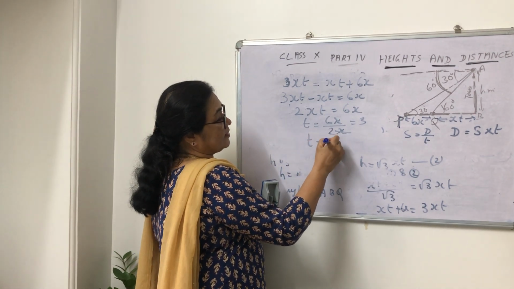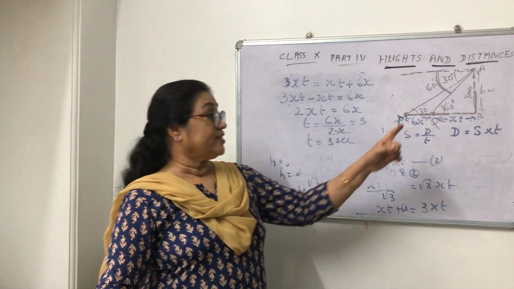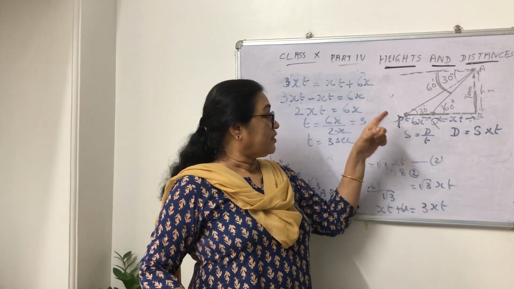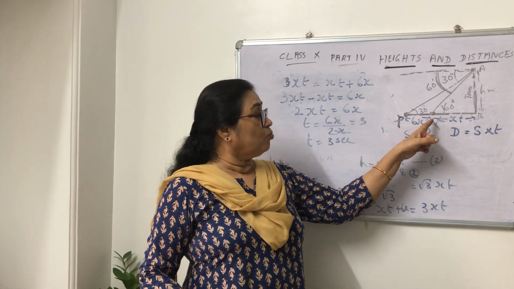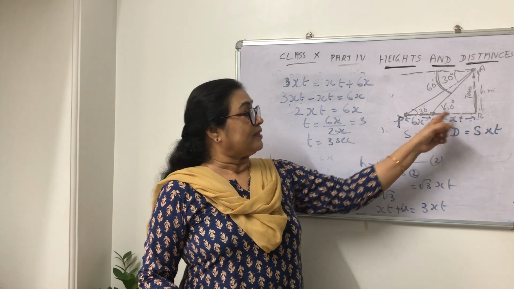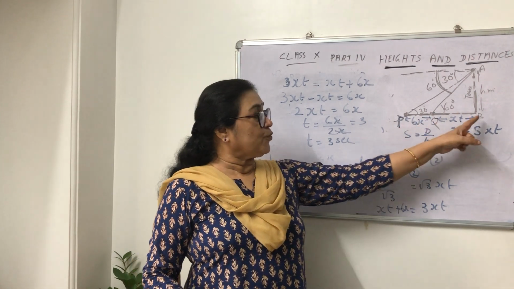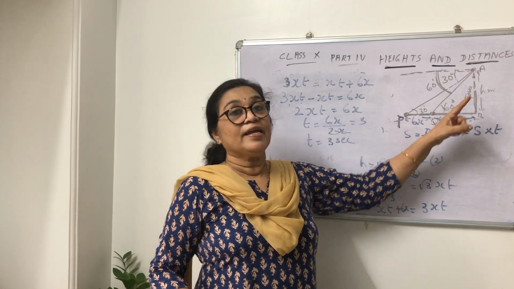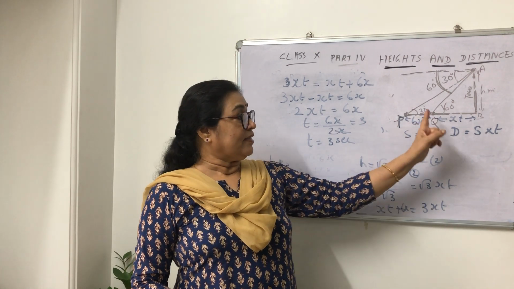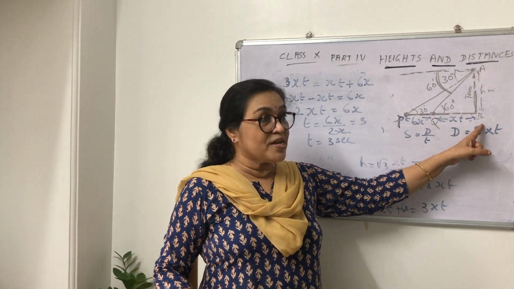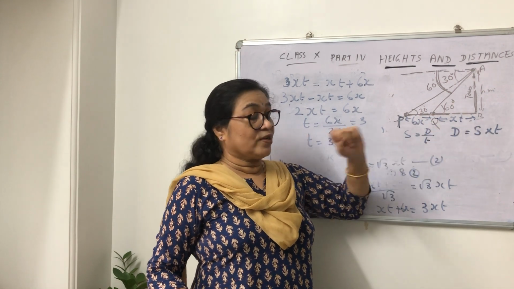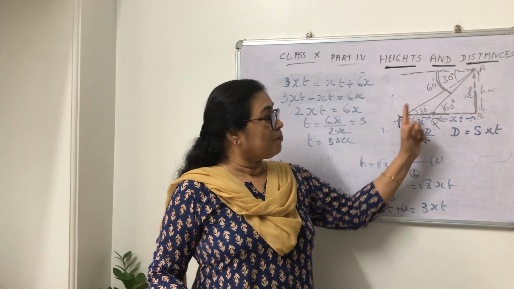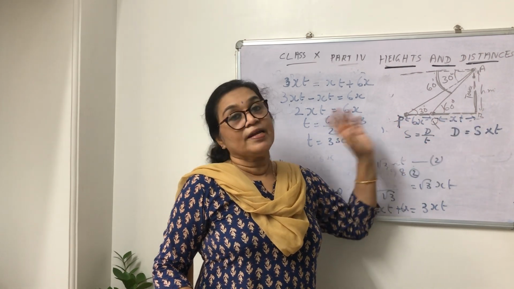t is 3 seconds. What is our t? t is the time taken to travel from Q to B. So time taken by the car to move from Q to B is 3 seconds. From P to B, this is 6 seconds, this is 3 seconds, 6 plus 3, 9. So what is the answer? Time taken from Q to B is 3 seconds. Time taken from P to B is 6 plus 3, 9 seconds.